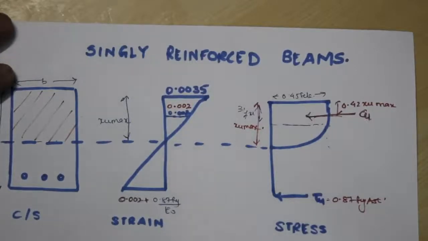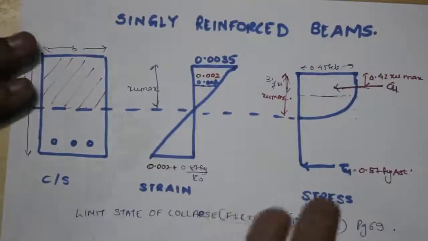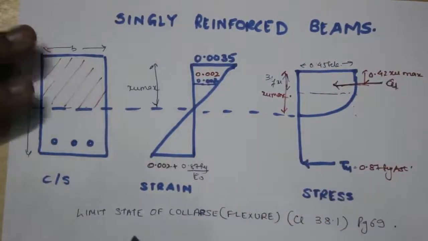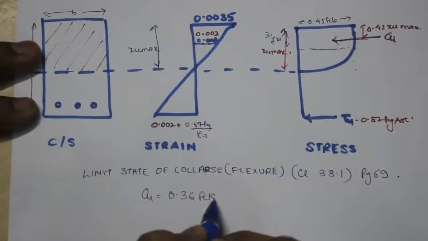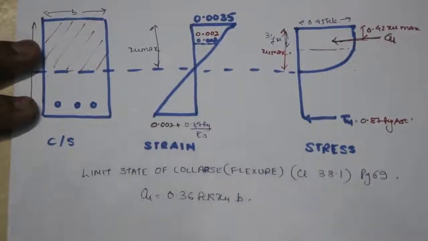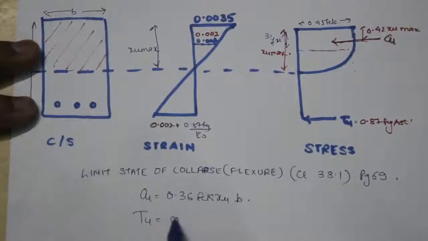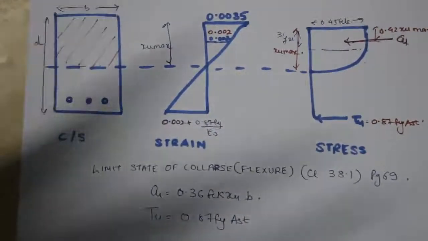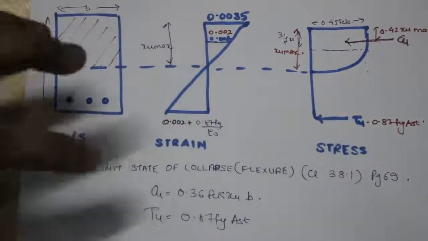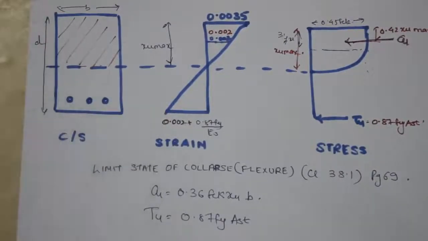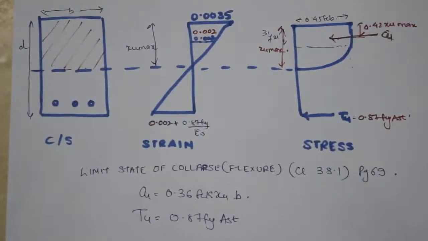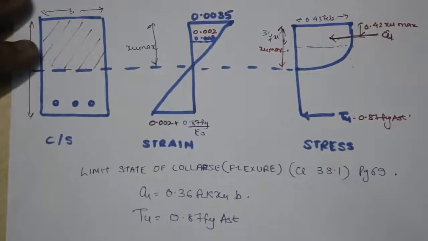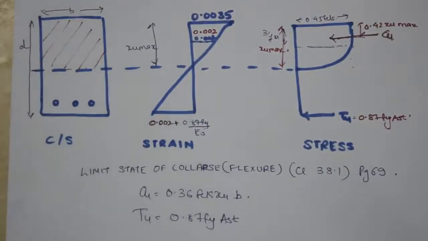We will see what the values of Cu, the compressive force, and Tu, the tensile force, are. Cu is given as 0.36 fck Xu b, while Tu is given as 0.87 Fy Ast. To know where I got these values, you have to see the basic fundamentals, which I'll make a video about later on. So let's get started with the design of a singly reinforced beam.